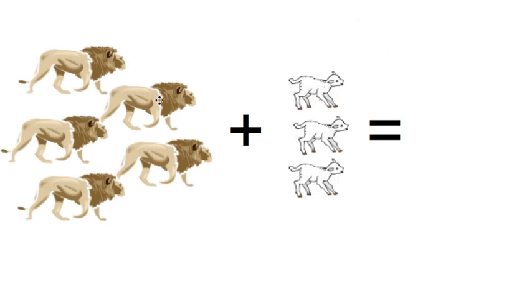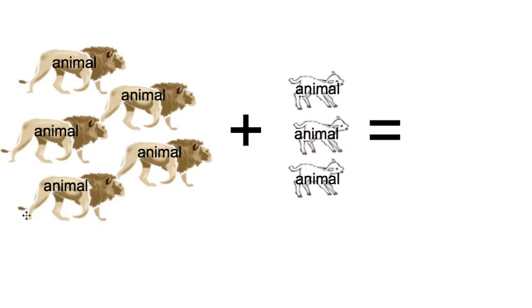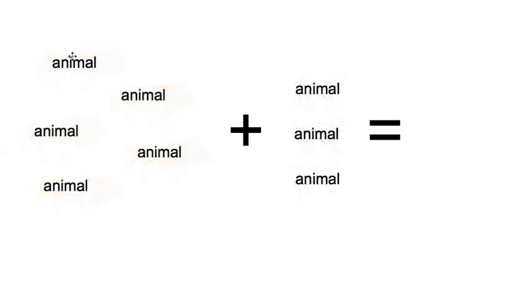So what do these lions and these lambs have in common? They're all animals, right? So if we see them as animals, then we're just adding 5 animals and 3 animals, and that equals 8 animals. And that's exactly what we're going to be doing today with fractions. Let's give you an example. We're going to add 1/6 and 1/8 together. You have to see these denominators as different, because they are different.